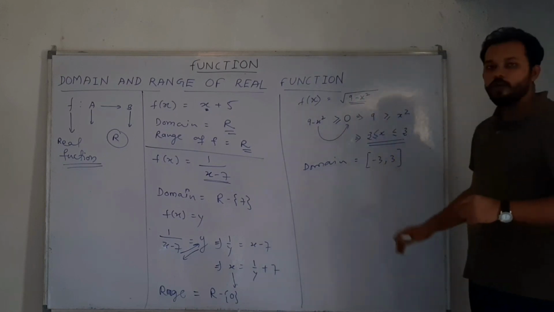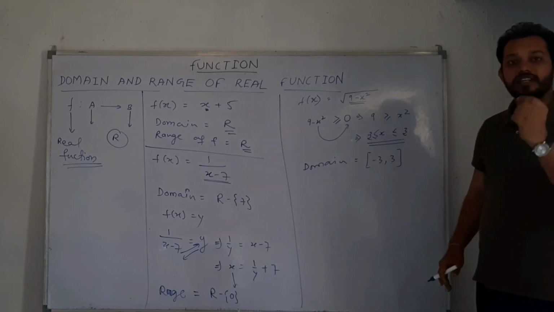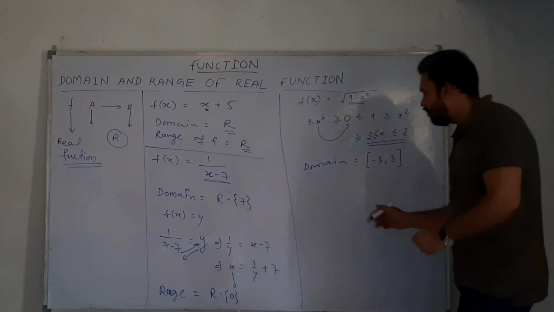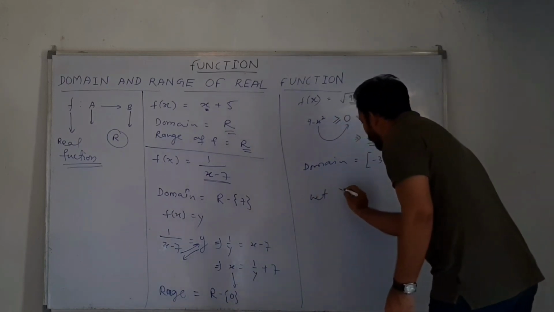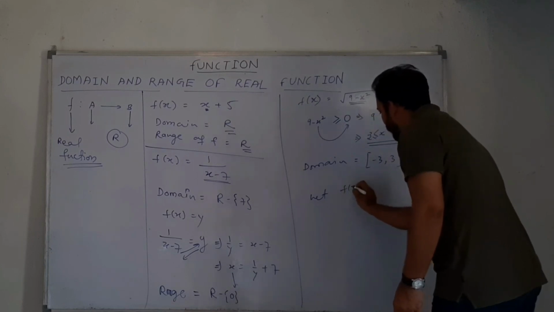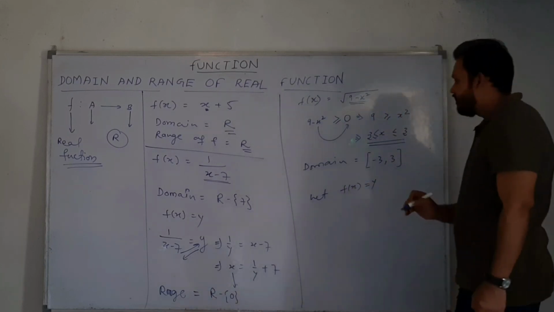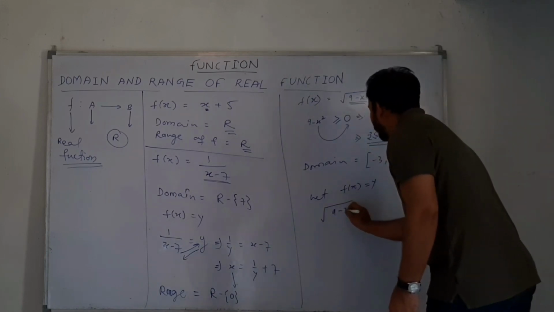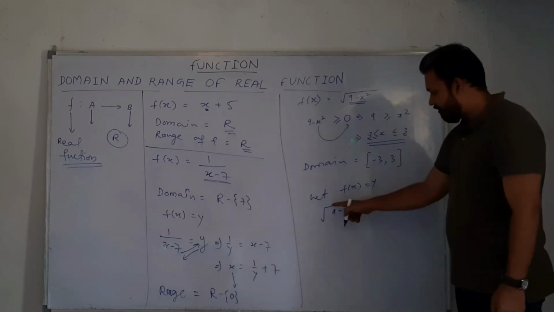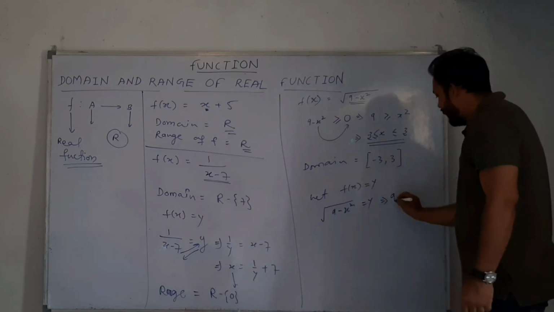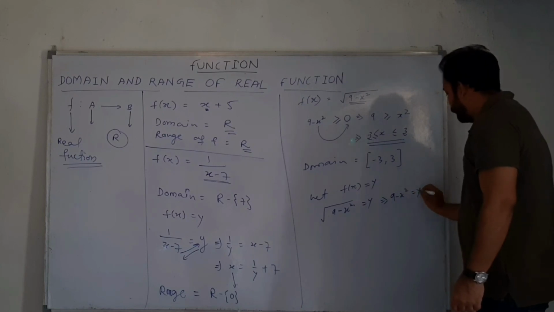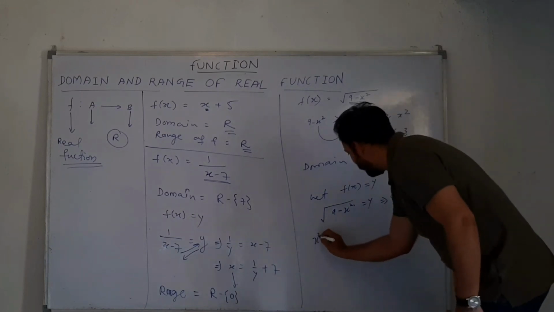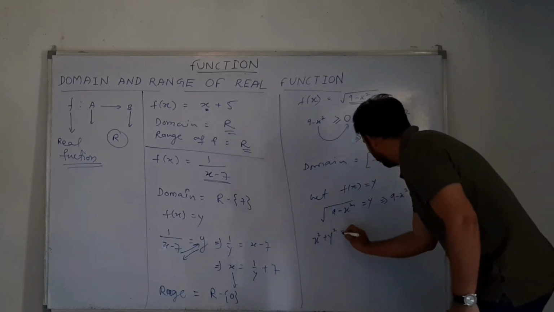And after finding the domain, let's see how to find the range. We have to consider f(x) is equal to y. So let's consider f(x) is equal to y. The value of f(x) in this situation is under root of 9 minus x square is equal to y. Now we transpose the square root this side, it will become 9 minus x square is equal to y square. From here we can write it like x square plus y square is equal to 9.